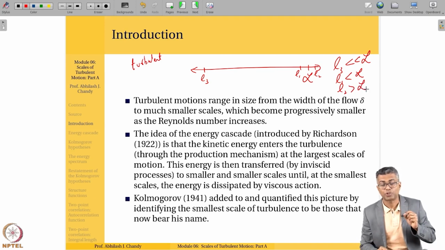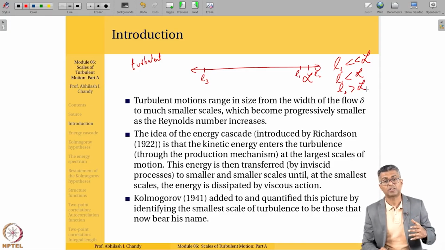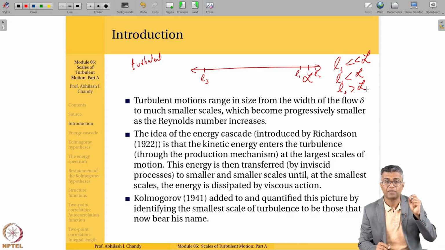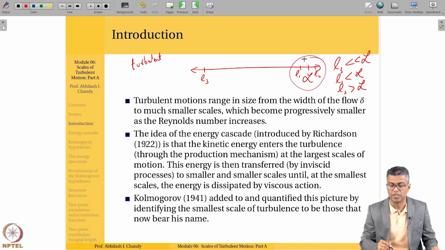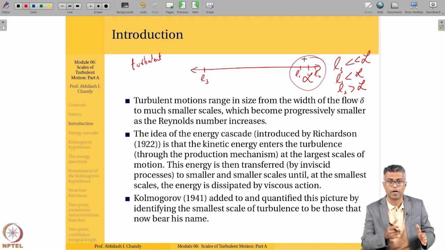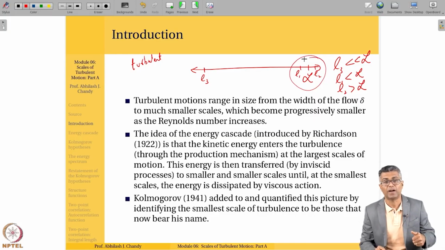But L1 and L2 are of the same order of magnitude as L, whereas L3 is probably several orders of magnitude less than L. The fact that you have an L3, an additional length scale that is much smaller than the characteristic length scale, is what differentiates turbulent flow from laminar flow. In a laminar flow, you will only have this range. Everything is of the order of L1, L2 and L. Nothing is L3. Whereas in turbulent flow, you have this L3 additional factor. So that is this range of length scales that I'm talking about.